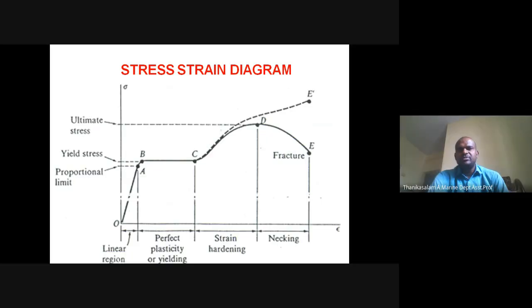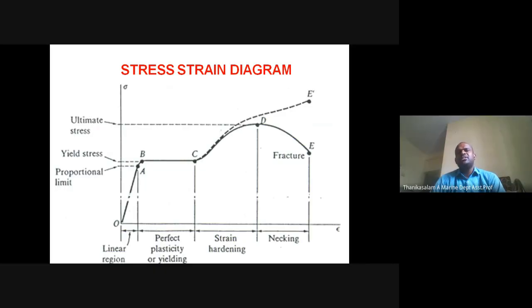B to C is perfect plasticity or yielding. After B to C, when I apply load, the elongation continuously goes up to point C. The graph goes a little bit higher there. C is the upper yield point. Then D. D equals ultimate stress.